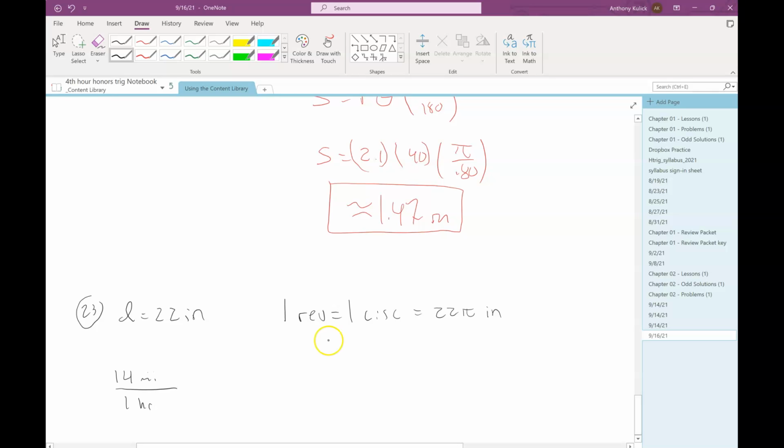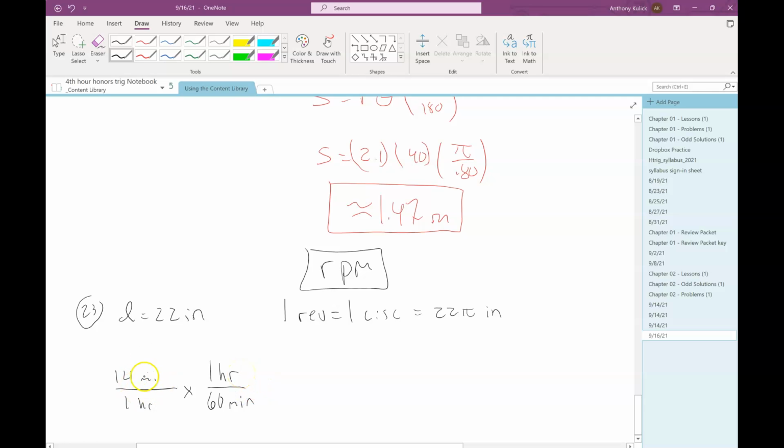Anyways, I want to end up in RPMs, revolutions per minute, I think is what it asked for. So first thing I'll do is convert hours to minutes. So I know that the units have to be diagonal. So hours is going to go on top. And there's 60 minutes in an hour.